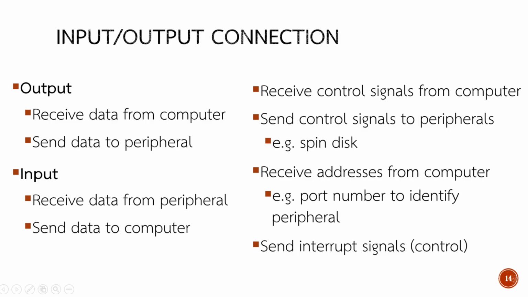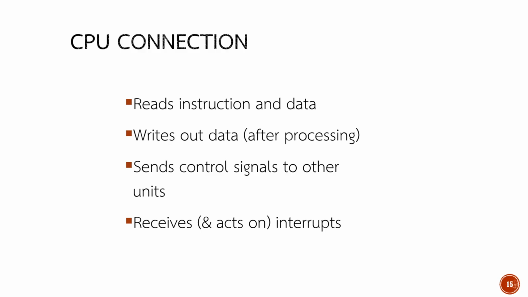Input-output connection. This connection is used for output, by receiving data from the computer and sending data to external devices. Input, by receiving data from external devices and sending data to the computer. Receiving control signals from the computer. Sending control signals to external devices, such as spinning a disk. Receiving address information from external devices, such as the port number used to identify that external device. Sending interrupt signals. The connection to the central processing unit, CPU, is for reading instructions and data, saving results, sending control signals to other units, and receiving interrupt signals.